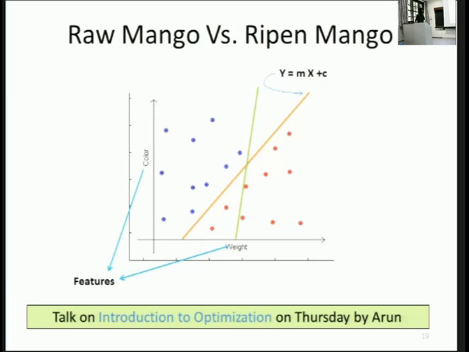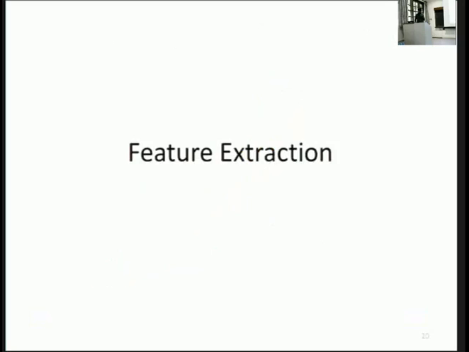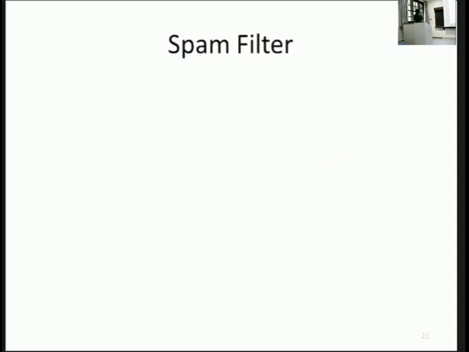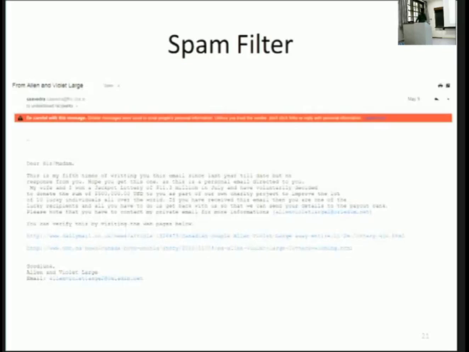Okay, now I'll go on and talk about what feature extraction is. Getting the values, these 3 examples they mentioned, is getting the values. So we will see what feature extraction is. For example, let's take a simple problem of spam filters. All of you will be getting a lot of spam in your mails, right? So we'll see an example.